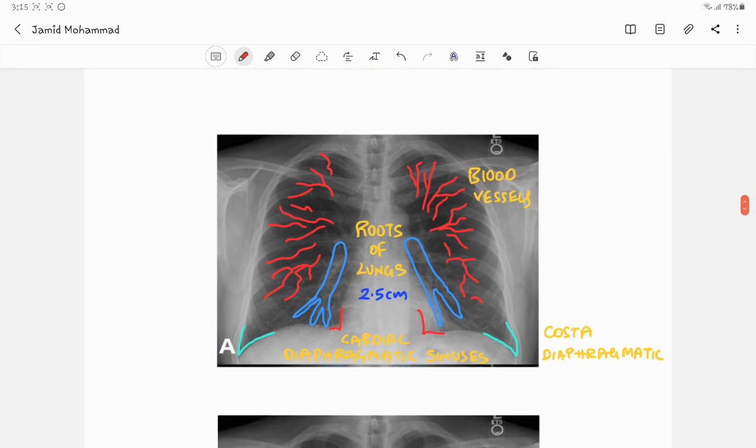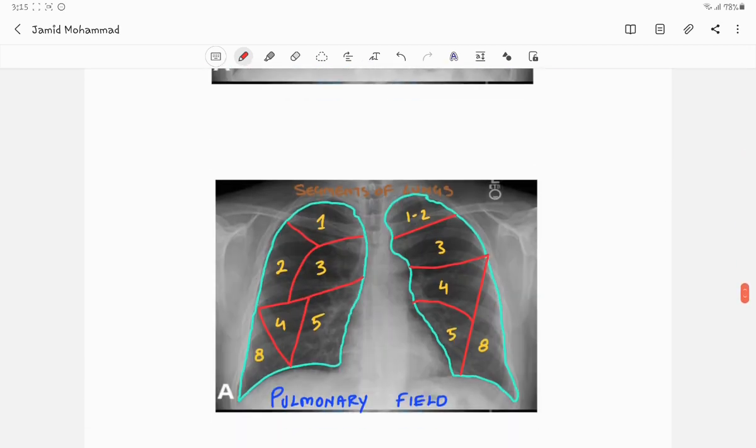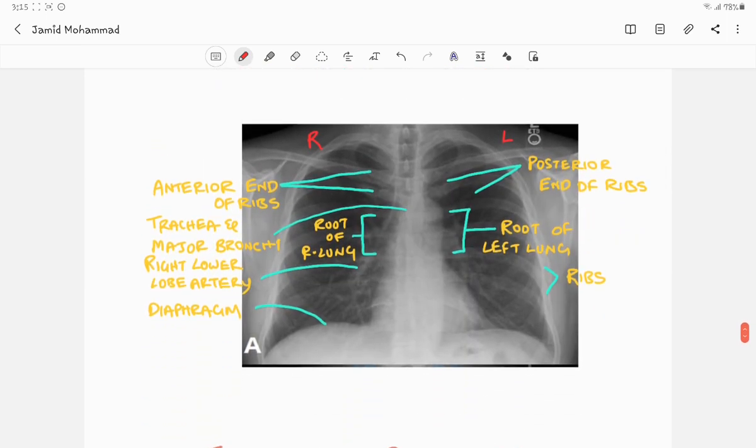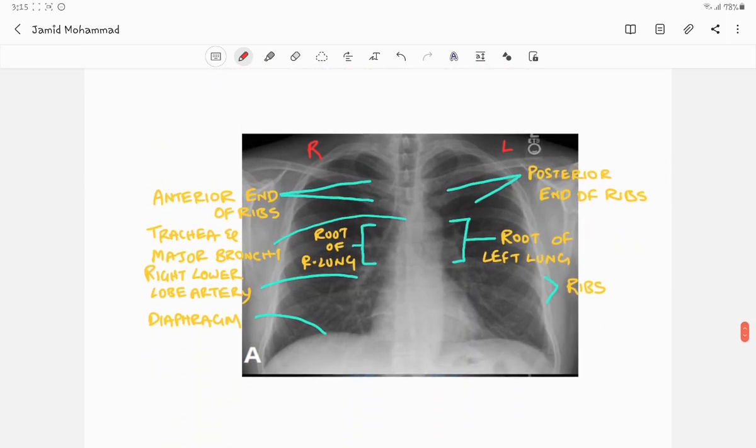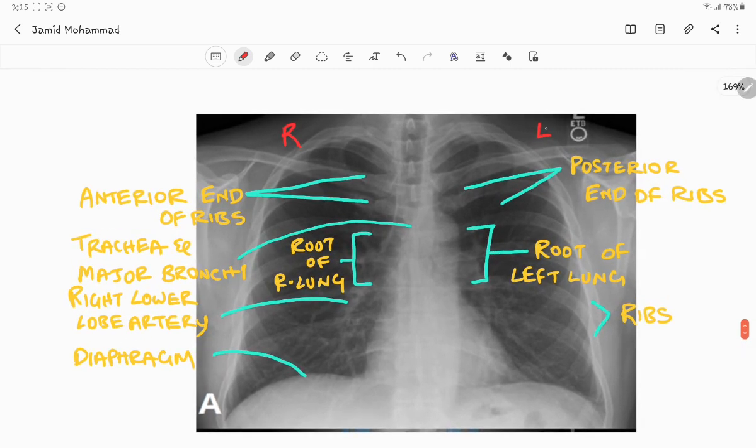Now coming to the anatomical parts of the x-ray of the chest of a patient that we can look at in this x-ray. As I have told you already, this is the left and this is the right side of the X-ray. These are the posterior ends of the ribs and these are the anterior ends of the ribs. And this is the trachea and the major bronchi of the chest. This is the root of the right lung and this is the root of the left lung. These are the ribs. This is the diaphragm.